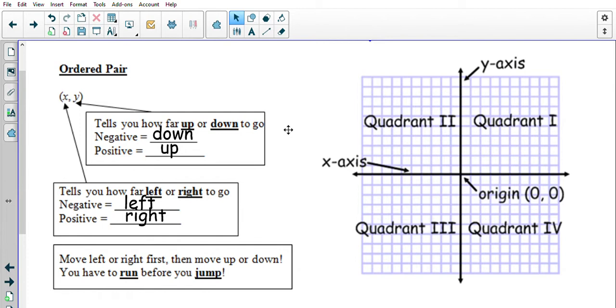Keep in mind you always move left or right first, then you move up or down. You've got to run before you jump instead of jumping and running. So we always go left or right, then we'll go up or down. That's going to be important in just a few moments.